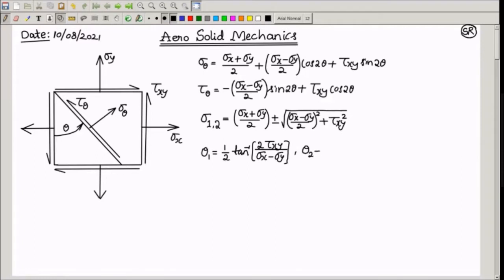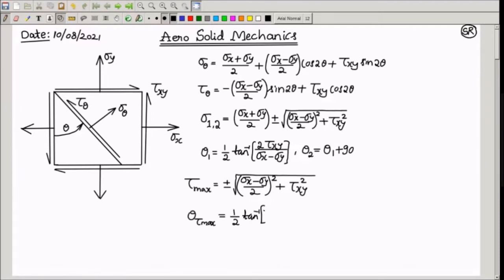And the other plane is obtained by adding 90 degrees to it, because we know that the two principal planes are mutually perpendicular. Then we have derived the equation for maximum shear stress, tau max, which is plus or minus square root of ((sigma x minus sigma y)/2) whole square plus tau xy square, and theta for tau max is half tan inverse of minus (sigma x minus sigma y) divided by (2 tau xy).